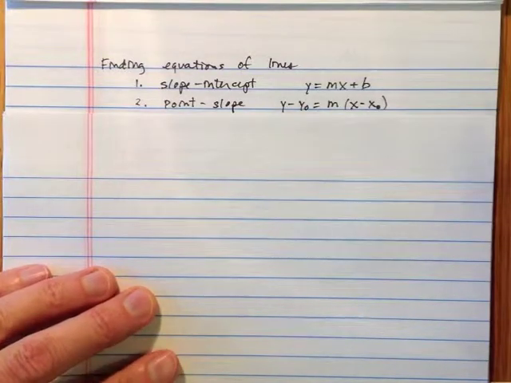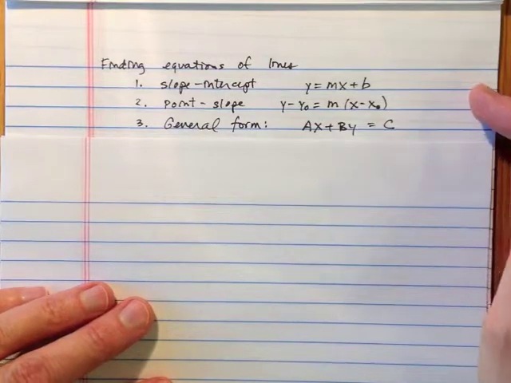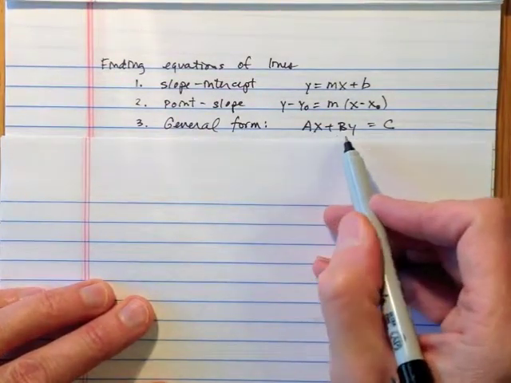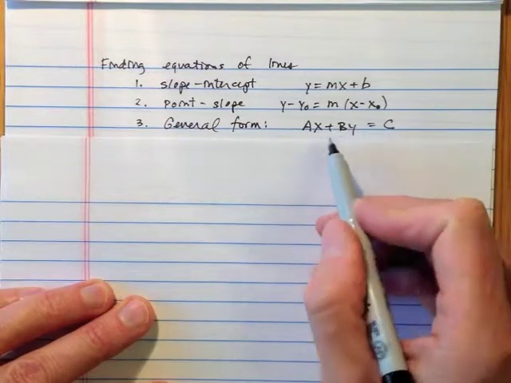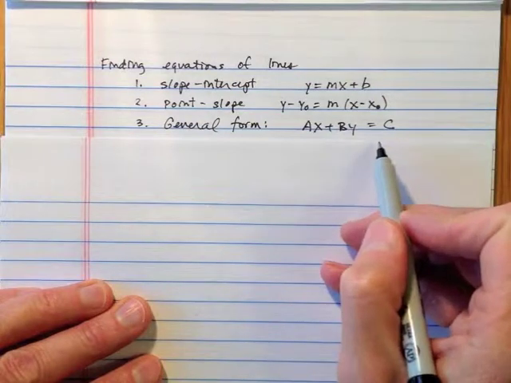Then there's this last form that shows up, it's mentioned in the book. I can't think of why you would really need it, but I'll just mention it to be complete. The general form: any line can be written as ax plus by equals c. There's really no geometric interpretation to a, b, or c.